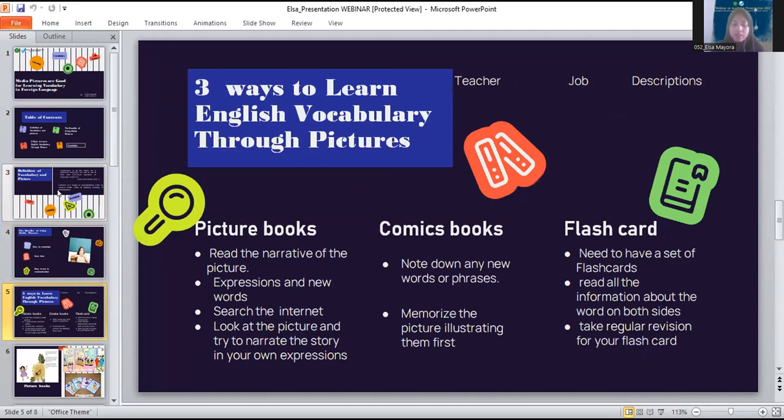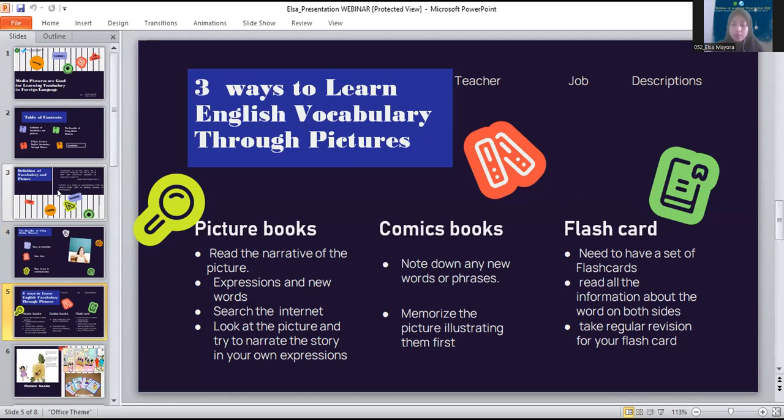According to Dalin in 2019, there are three ways to learn English vocabulary through picture. Number one is picture books. Maybe you are thinking picture books are for children, but being a second language learner, you learn English just like native children learn their mother tongue. So imitate the way they learn, and you will see good results. There are picture books for all ages now.